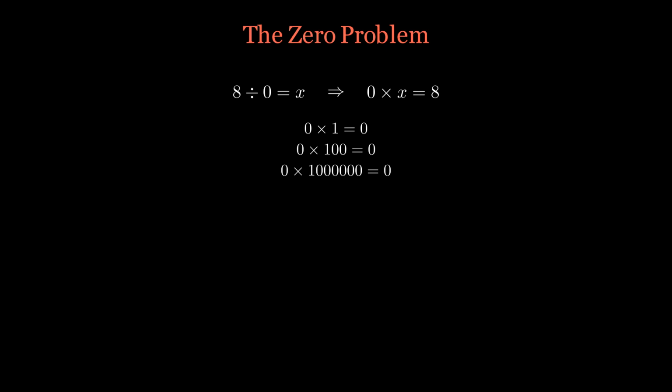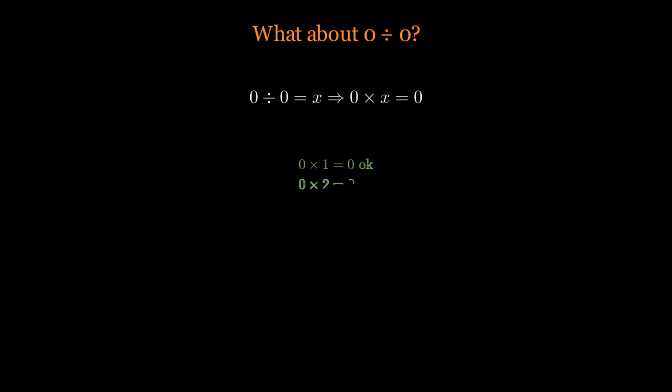It's undefined. But wait, what about 0 divided by 0? If 0 divided by 0 equals x, then 0 times x should equal 0. Now we have the opposite problem. 0 times 1 equals 0. That works. 0 times 2 equals 0. That works too. 0 times 47 equals 0. That works. 0 times negative 5 equals 0. That also works. Every number works. 0 divided by 0 could be 1 or 2 or 47 or negative 5.